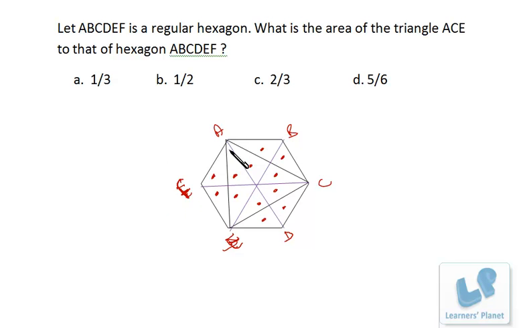Now out of these 12 parts, triangle ACE has 1, 2, 3, 4, 5, 6 parts, right? So out of 12 parts, 6 parts are in this triangle ACE. That means the area of triangle ACE is 6 by 12, or 1 by 2 of this hexagon, right? So no paperwork is required if you are conceptually clear about it. And what is the concept? That the regular hexagon is divided into 6 equilateral triangles. See over here, I have drawn these purple lines, right? And we are interested in triangle ACE. Okay, I hope you are getting me.